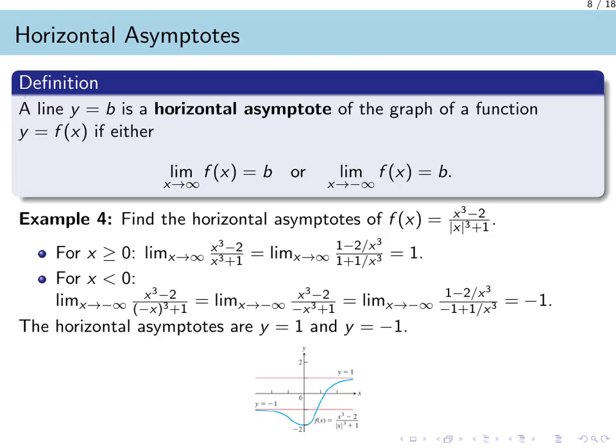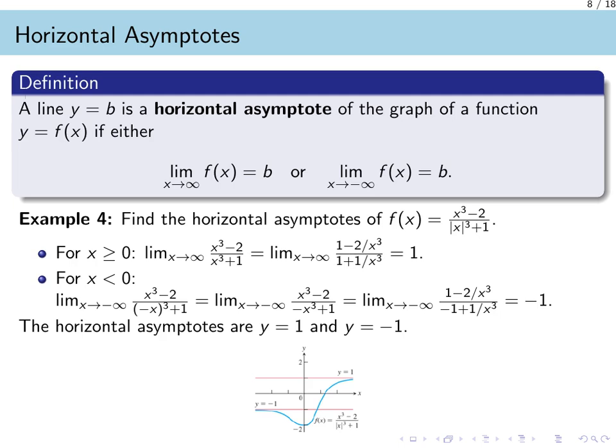Let us explore horizontal asymptotes, which describe the long-term behavior of a function's graph. A horizontal asymptote is a fixed horizontal line, which we can call y equals b, that the function gets arbitrarily close to as x heads toward positive or negative infinity. To see this in action, I will examine the function given by the fraction x cubed minus 2 over the quantity the absolute value of x cubed plus 1.